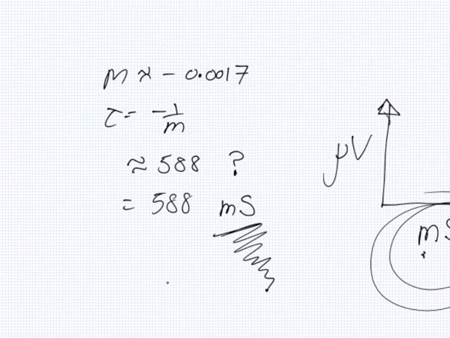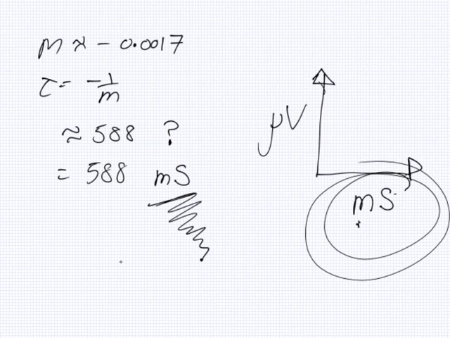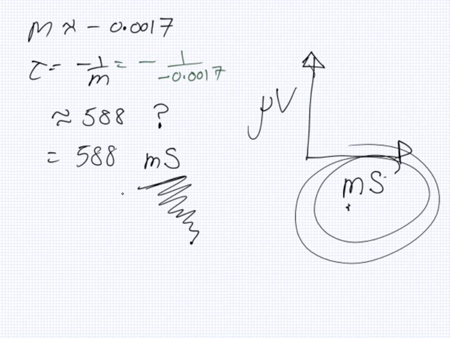Good point, but can you see why it's milliseconds? Yes? So tau is roughly 1 over minus 0.0017, that's minus 1 over minus 0.0017. Why do you have to do this? You can do it in the Excel. It will calculate for you. Yeah, I know, but in the exam you can't.